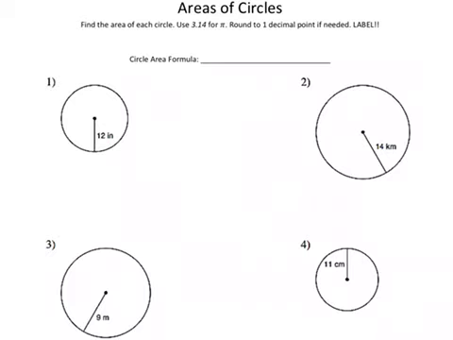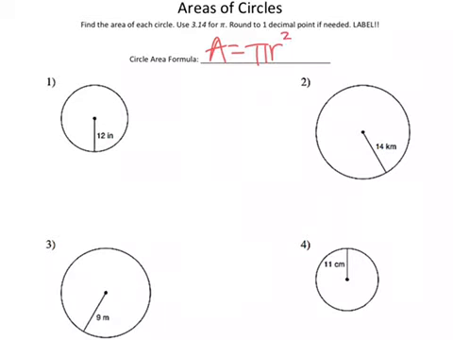It says, find the area of each circle, use 3.14 for pi, and round to one decimal point if needed. Also label. With geometry, you must label what kind of measurement it is. Is it inches, kilometers, centimeters, meters, feet? We don't know. We have to label it at the end. So first, let's write what the equation for the area of a circle is. So the area of a circle is equal to pi r squared.